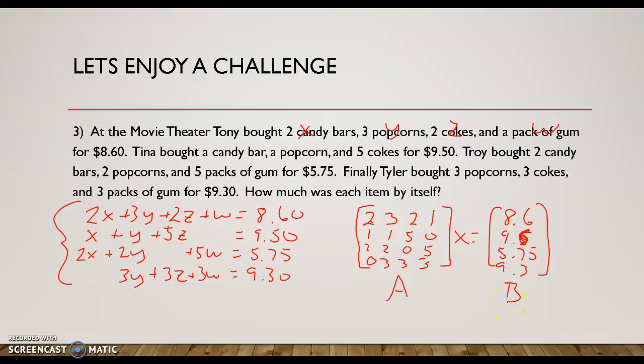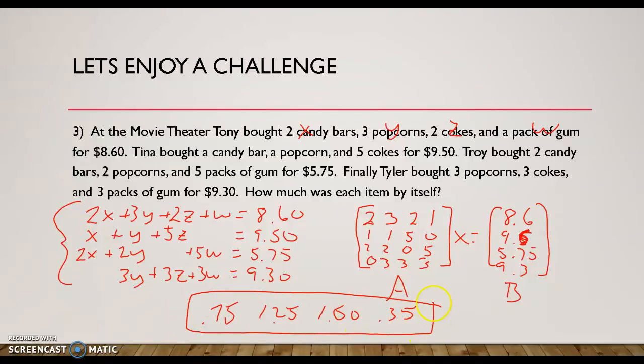So we will call this matrix A, we'll call this matrix B, and we'll just multiply them together on our calculator, the inverse of A times B. And I believe if I've set everything up correctly, a candy bar is going to be 75 cents. Popcorn is going to be $1.25. A Coke is going to be $1.50. And a pack of gum is going to be 35 cents. And you can do that by doing the inverse of A times B on your calculator.